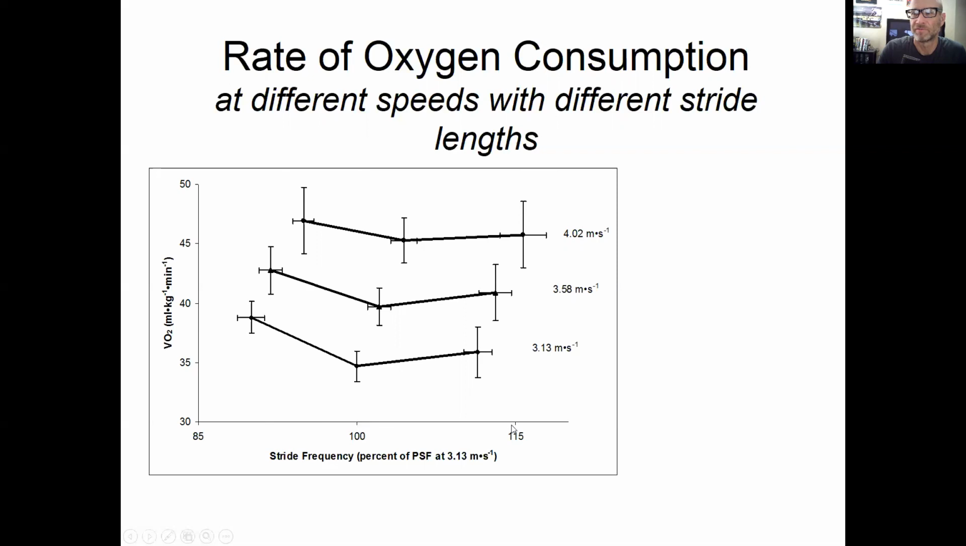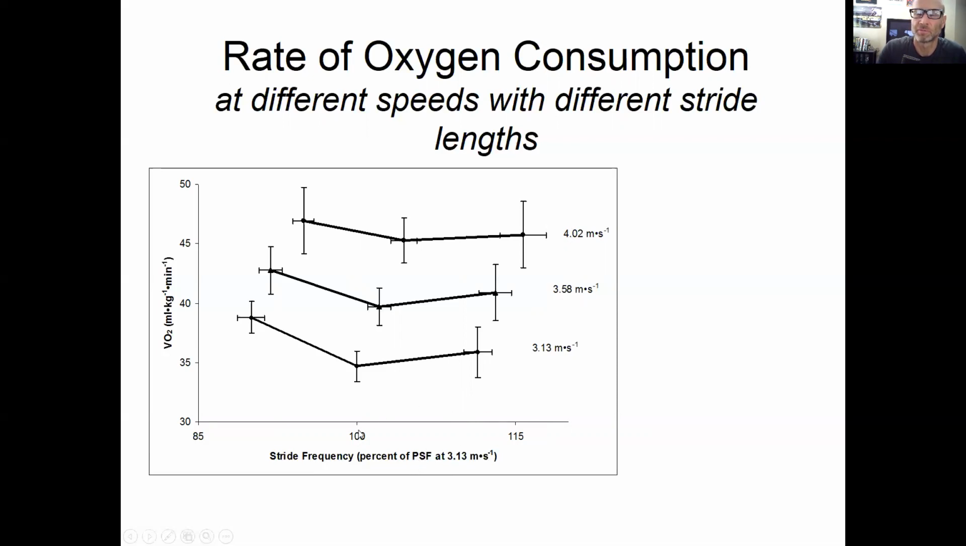So a faster stride frequency would be a shorter stride length. A slower stride frequency would be a longer stride length for running a particular speed. And we had subjects run 3 speeds: 3.13 meters per second, 3.58 meters per second, 4.02. So I think it was like 6.5 miles per hour, 7 and 8 miles per hour, something right around there. All right, so we had them run faster.